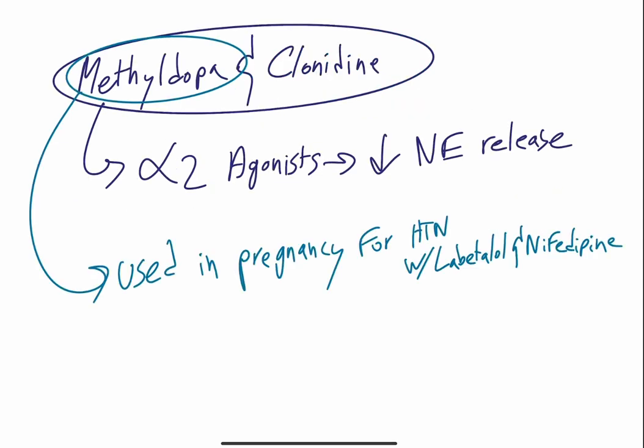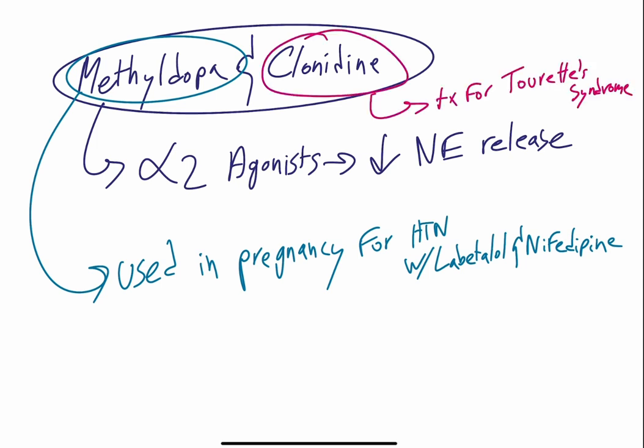Methyldopa and clonidine are alpha-2 agonists. Alpha-2 is a presynaptic negative feedback receptor that decreases norepinephrine release. Methyldopa is classically used in pregnancy for hypertension, along with labetalol and nifedipine. Clonidine, on the other hand, is also used in psychiatry for Tourette's syndrome.